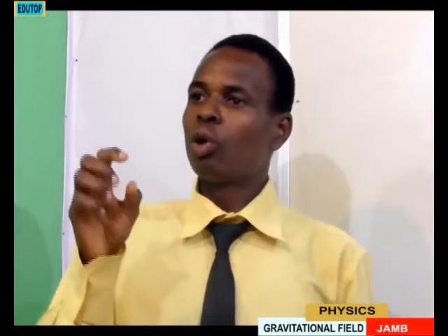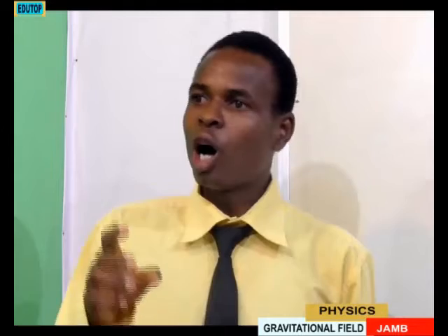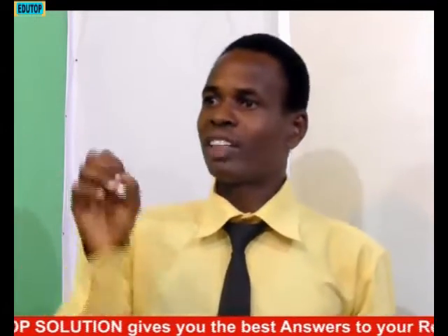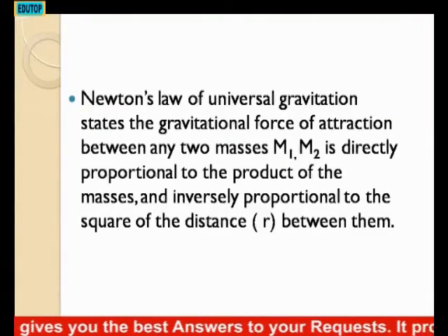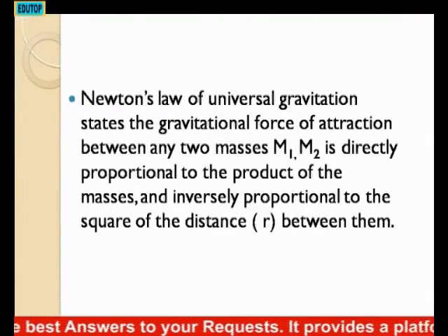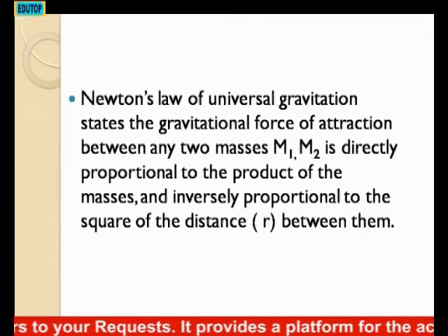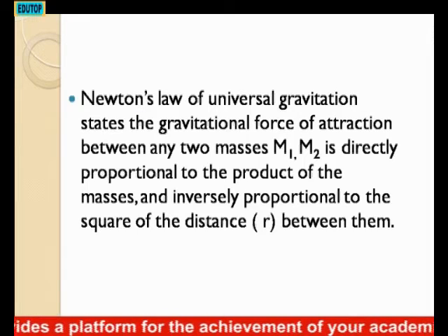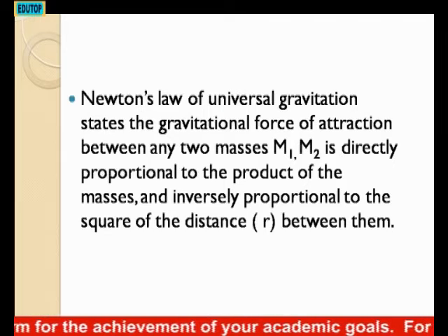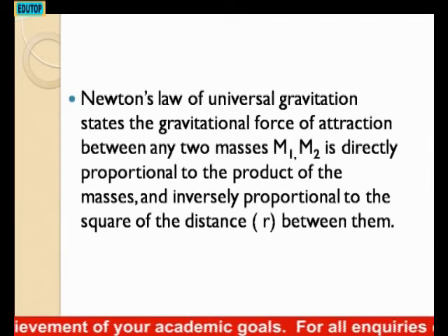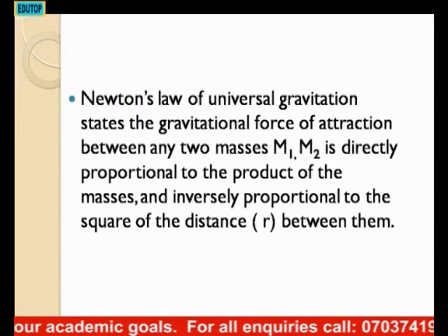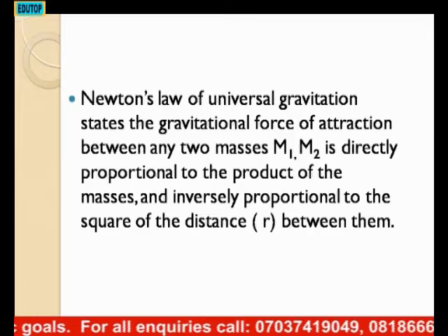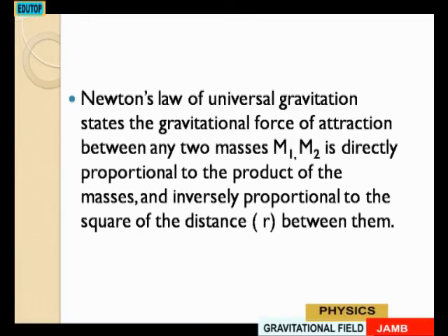Then at the same time, we are going to consider Newton's law of universal gravitation, because that is what we want to base our calculation upon. Newton's law of universal gravitation states that the gravitational force of attraction between any two masses, let's say mass m1 and m2, is directly proportional to the product of the masses and inversely proportional to the square of the distance between the two masses. And that is Newton's law of universal gravitation.